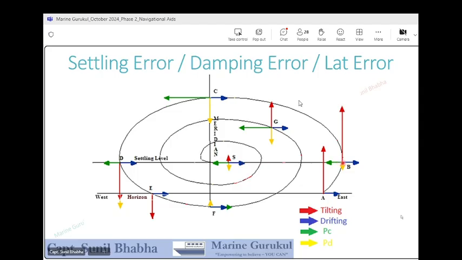You can also have a look at point Bravo. At point Bravo also we had the drifting and control precession exactly equal and opposite to each other. You can have a look at point Delta also. At Delta we had the drifting and control precession equal and opposite to each other. And this settling position is at the same level as we had at Bravo and Delta.